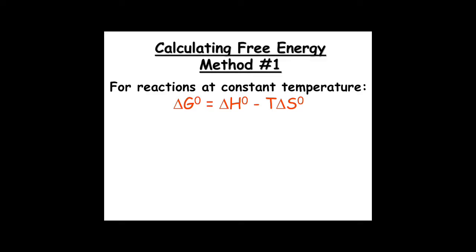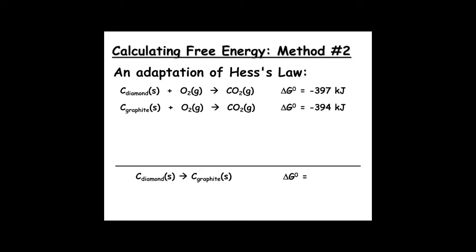Equilibrium is the lowest possible free energy position for the reaction. There are several methods to calculate it: using delta G equals delta H minus T delta S, or we can use Hess's law.